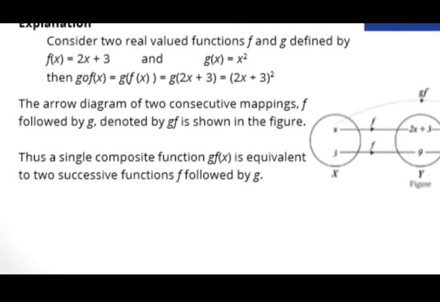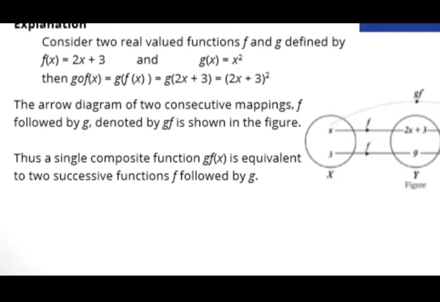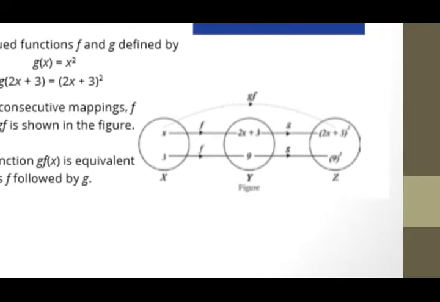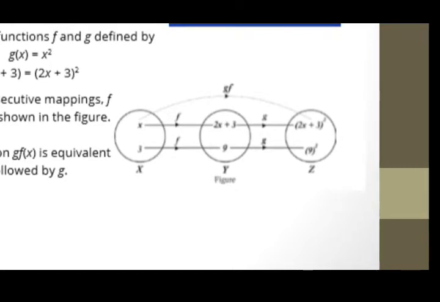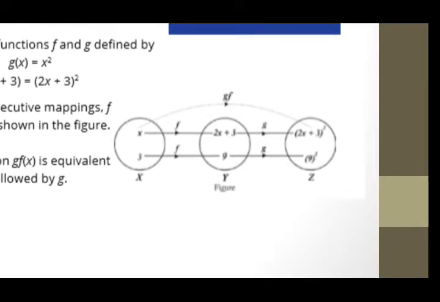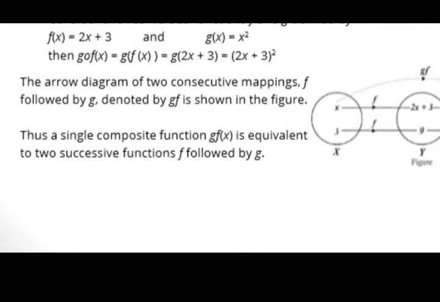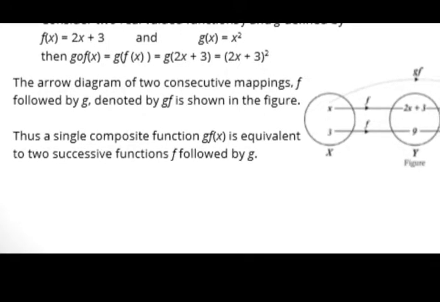The arrow diagram of two consecutive mappings, f followed by g, is shown in the figure. Here we have X to Y and then Y to Z. X to Y is 2x plus 3, then it moves to the second function, so it becomes (2x plus 3) whole square. Thus a single composition function is equivalent to two successive functions, f followed by g.